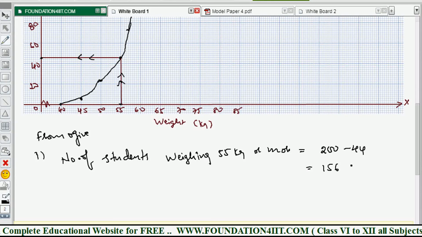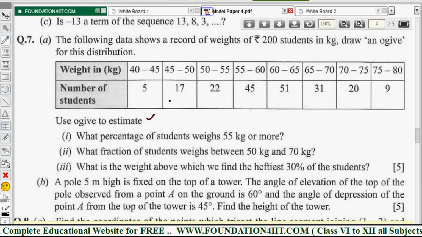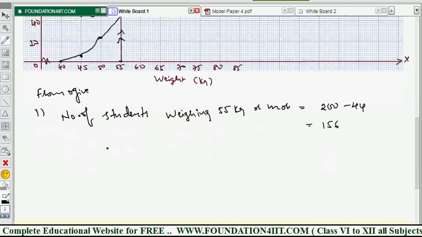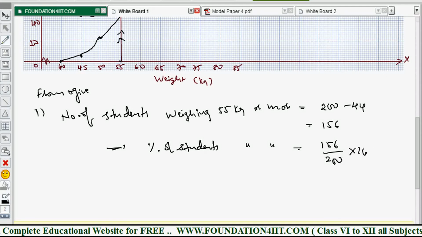Okay, total 156 students. Then according to the question, they asked for the percentage. So the percentage of students weighing 55 kg or more is 156 by 200 into 100. 156 is the number which is more than 55 kg, divided by total, into 100. So 156 by 2 is 78 percent, right?